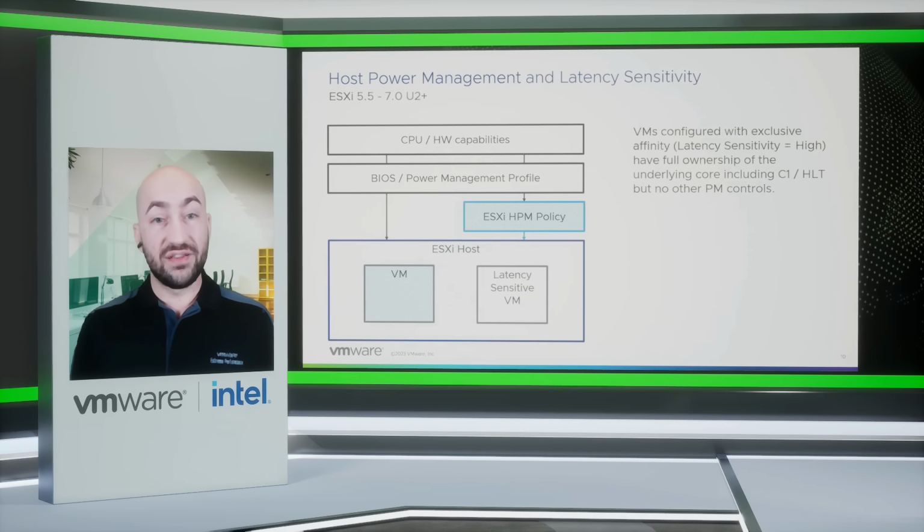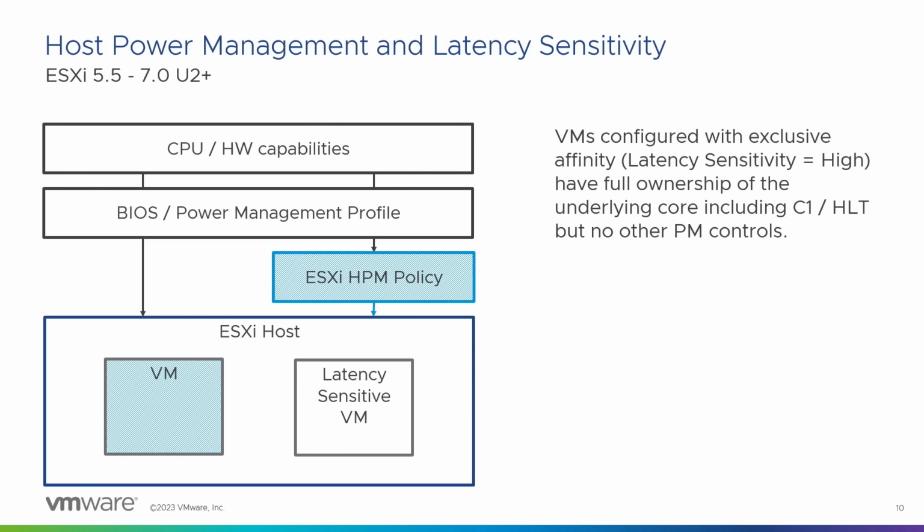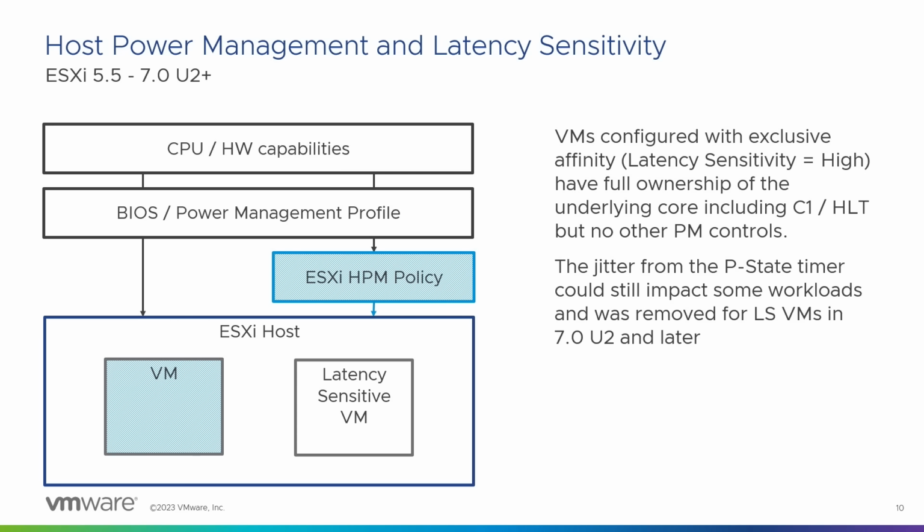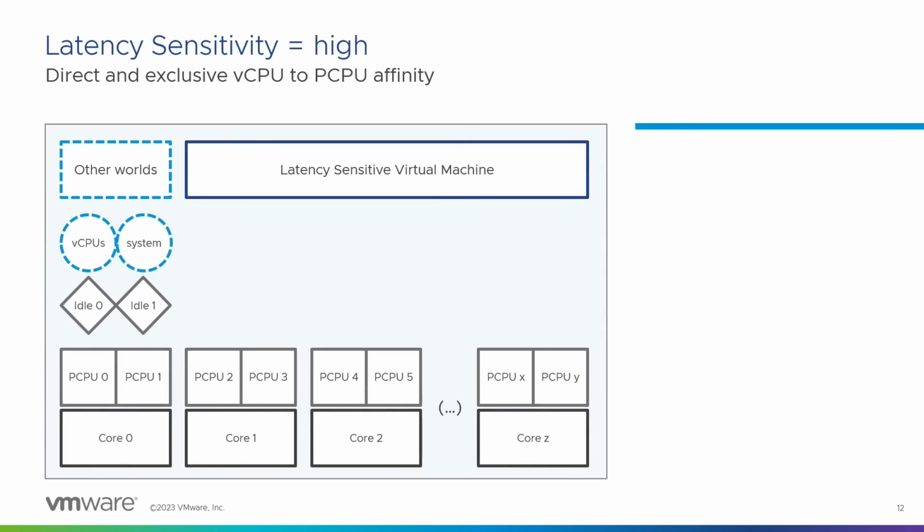When we introduced latency sensitivity VMs in 5.5, you were cutting out cores for a specific VM. With that cut out, you have full control. In 7.0 Update 2, we included in that control that we no longer use p-states or frequency scaling for these VMs. So now, even if you're running a host power management policy, your most latency sensitive VMs are excluded and removed from that. They have full control.